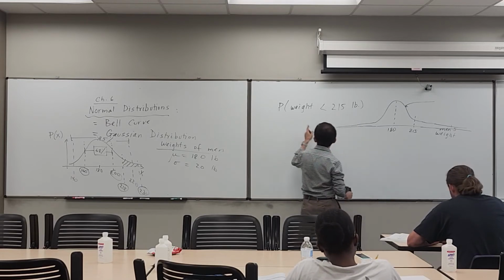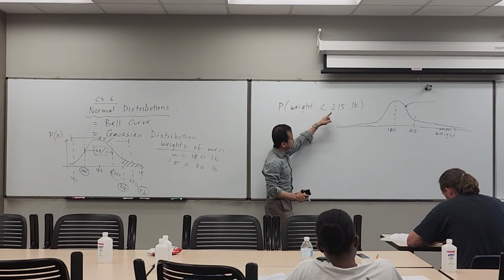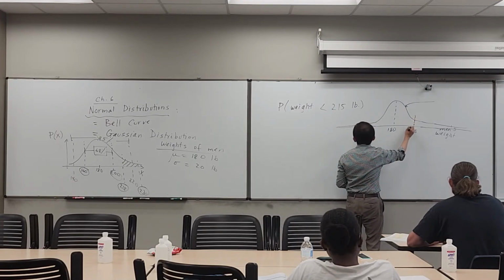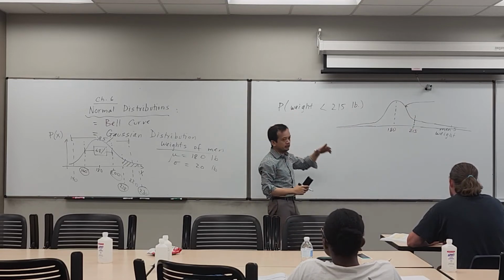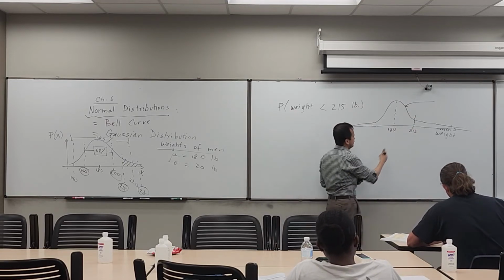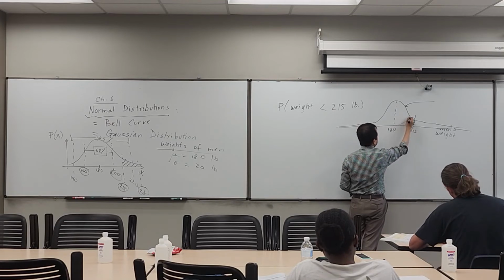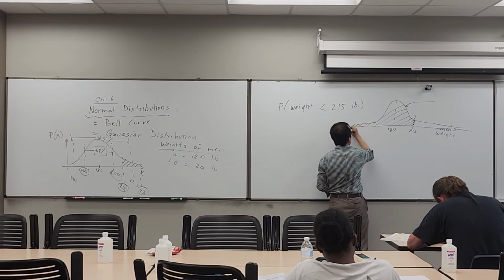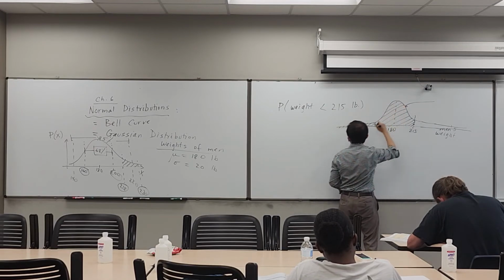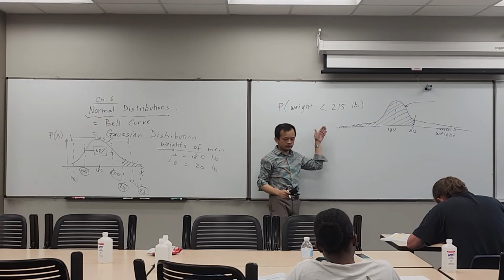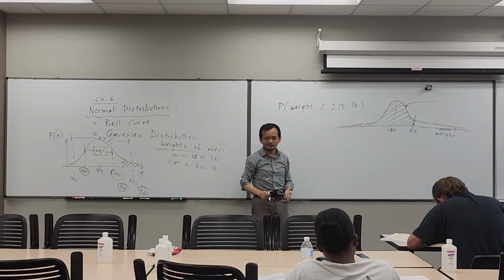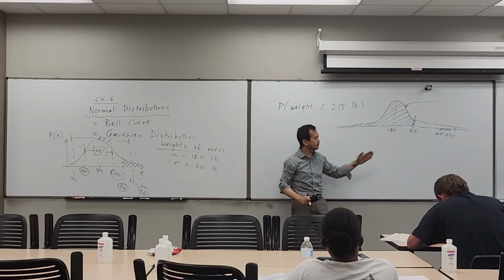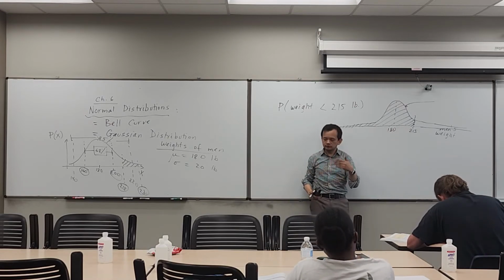So if we want to find the probability that this weight variable is less than 215 pounds, then we look at 215 pounds here, and instead of probability, we now know that there's an equivalence between probability and area under the bell curve. So we can convert this probability question into an area question. And you might be thinking, well, that's great, but area sounds harder than finding probability. It turns out that you can find this area easily using calculus.